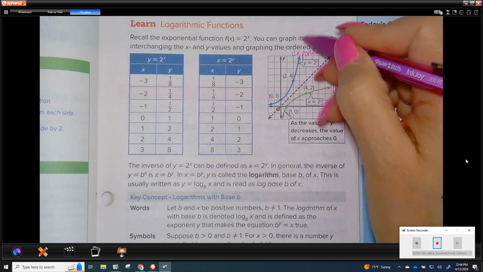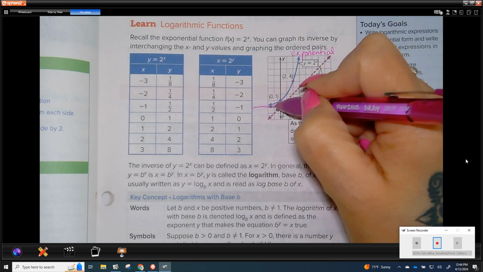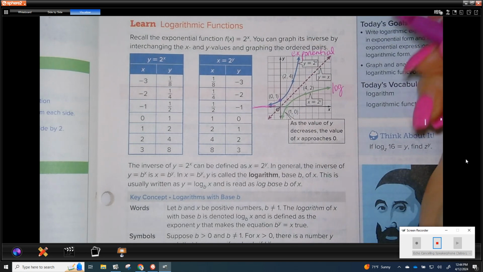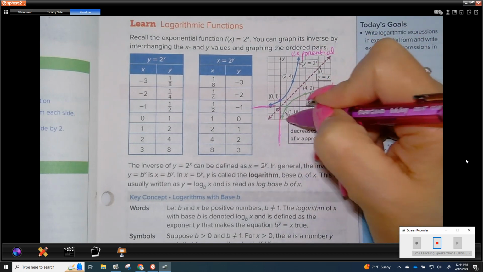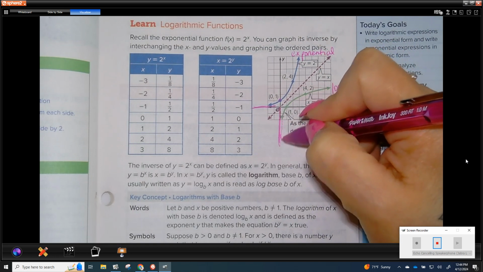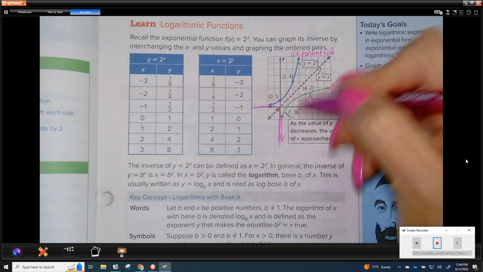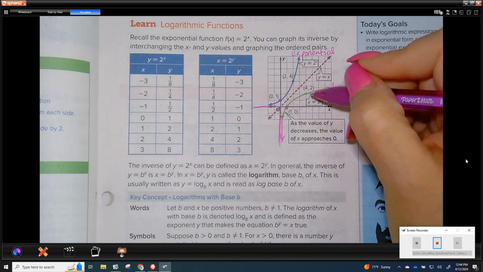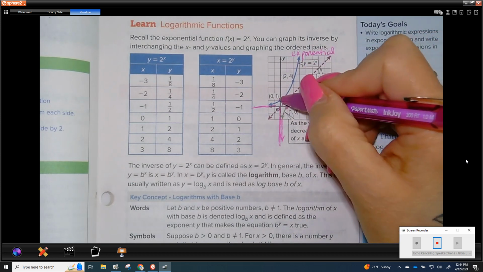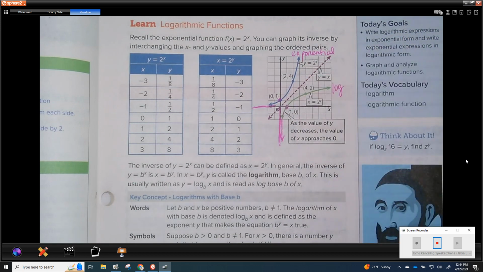So notice exponential, remember it wouldn't cross the x-axis and goes through 0, 1. This one doesn't cross the y-axis. The y-axis is the asymptote because it gets really close to it, and it always goes through 1, 0. So to do transformations, you always go through 1, 0, the x, and exponential goes through 0, 1.